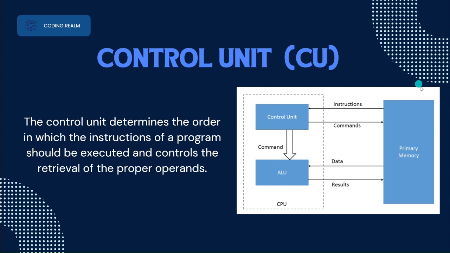This is the architecture of the control unit and how it works. In the CPU, the control unit gives the command to the ALU, and the ALU gives the result to the memory, and the memory gives the data to the arithmetic logical unit. The control unit gives the command to the memory, and the memory gives the instructions to the control unit. This is how it works, and this is what the control unit is in our program.